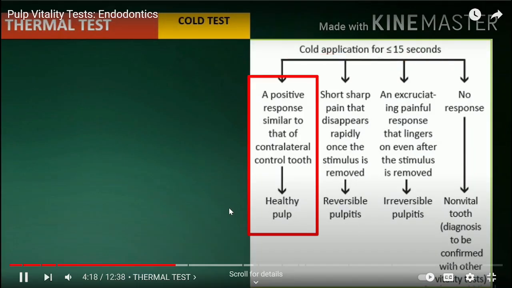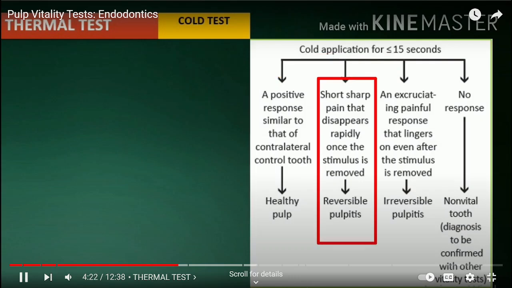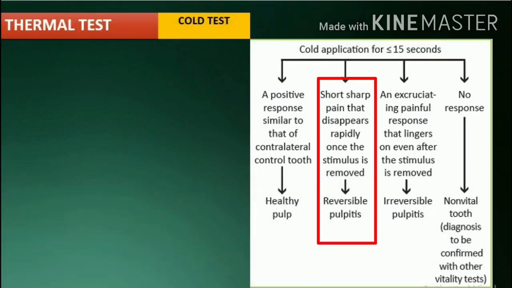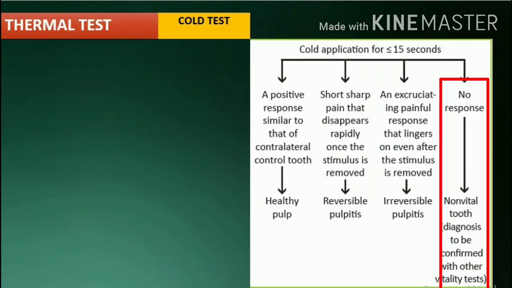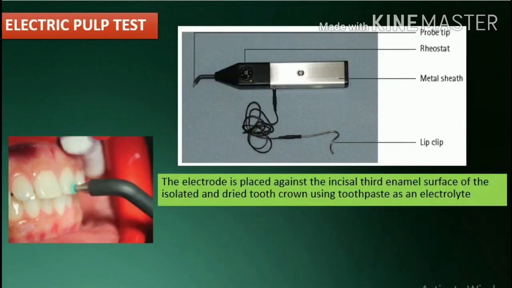A positive response similar to that of the contralateral control tooth indicates healthy pulp. A short, sharp pain that disappears rapidly once the stimulus is removed indicates reversible pulpitis. An excruciatingly painful response that lingers even after the stimulus is removed indicates irreversible pulpitis. No response means non-vital. Electric pulp test.